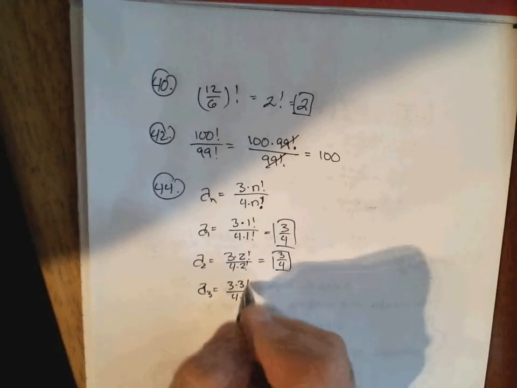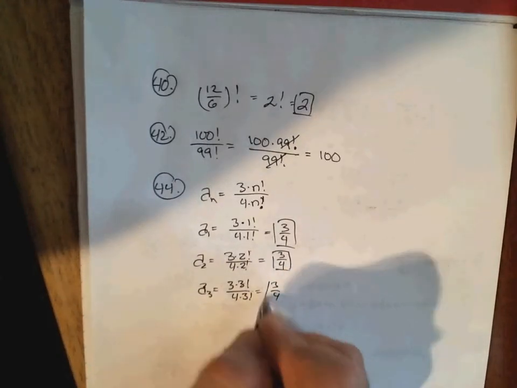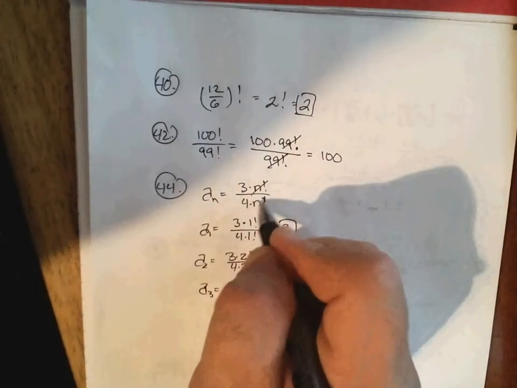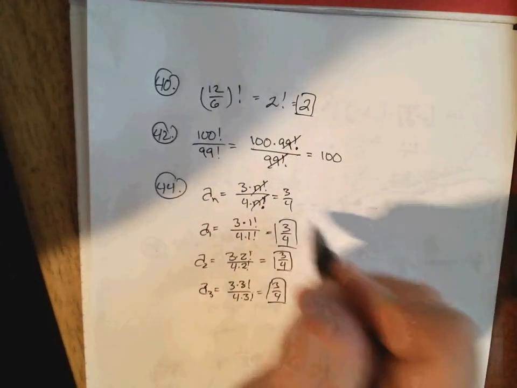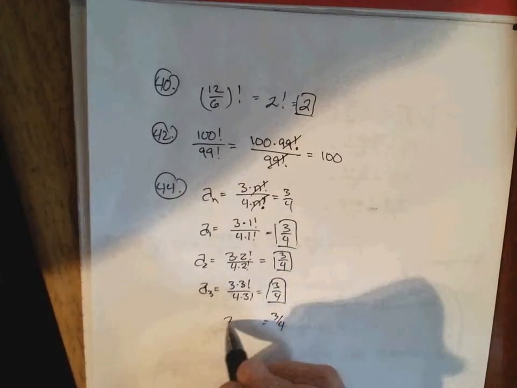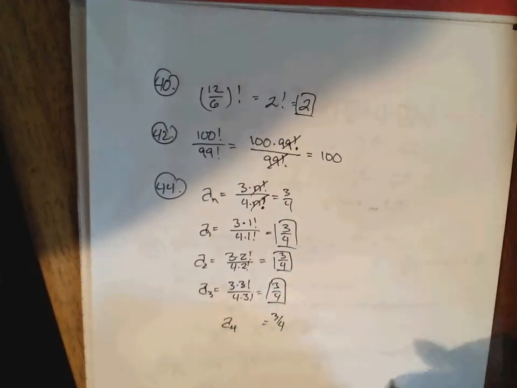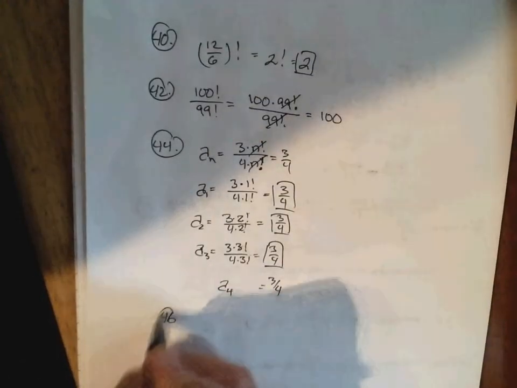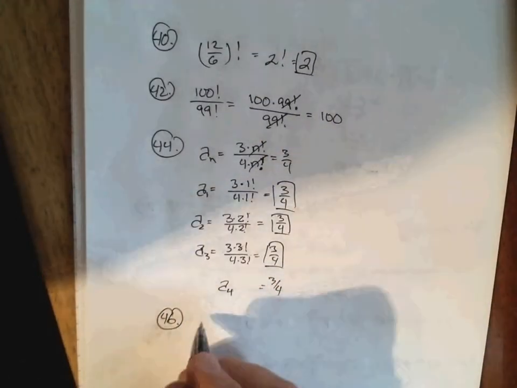This might be a little boring, right? A sub 3, 3 times 3 factorial, 4 times 3 factorial, those cancel, you get 3/4. Right? In fact, you could look at this and say, hey, can't I just simplify that? A sub n is always 3/4, and so that's your term every single time. Okay?